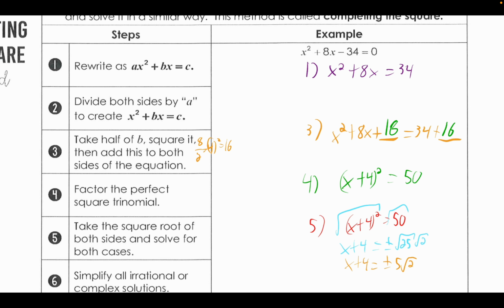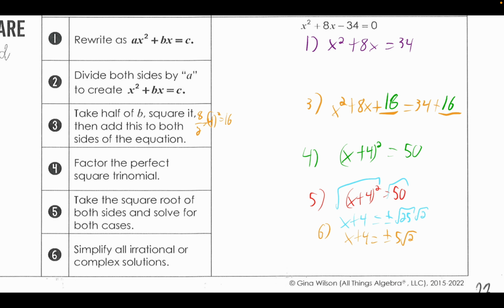And then it asks us to simplify all irrational or complex solutions, and that's what we're doing here in step 6, is simplifying these solutions, which you always do once again. And this is actually technically both step 5 and 6. It's kind of silly here that there's a step 6 for simplifying all irrational or complex solutions, because you do that as part of step 5 where it says solve for both cases. You do that as part of the solving. So it's step 5/6 really.